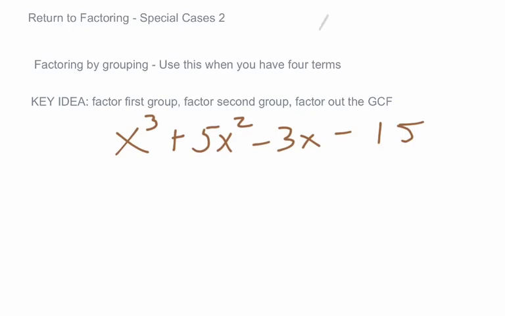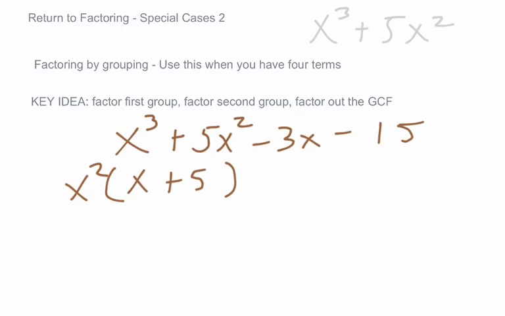If you were only factoring x cubed plus 5x squared, you would look for a GCF. You'd say, oh, I've got 3 x's here and I have 2 x's here, so I have a common factor of x squared. And then you set up your parentheses. If you have 3 x's and you take 2 of them out, you are left with 1. If you have 5x squared and you take the x squared out, you are left with 5. Now we do the same thing over here.